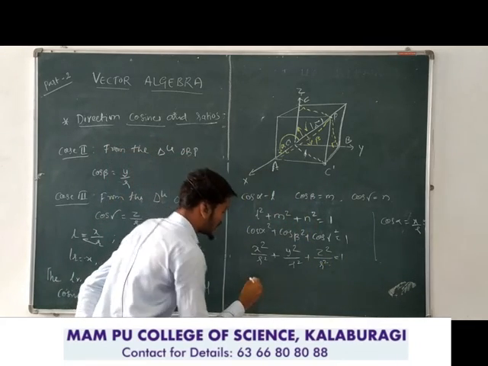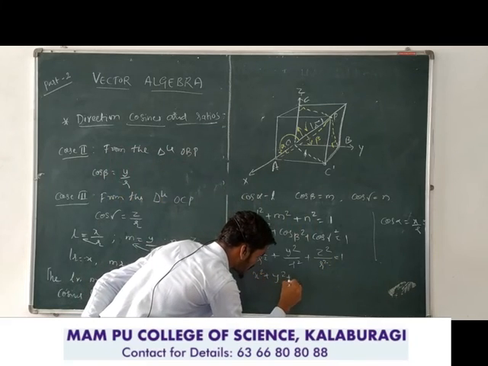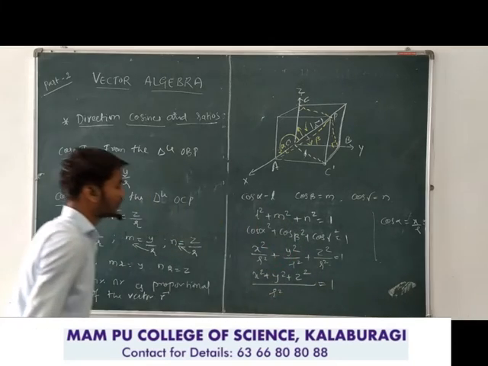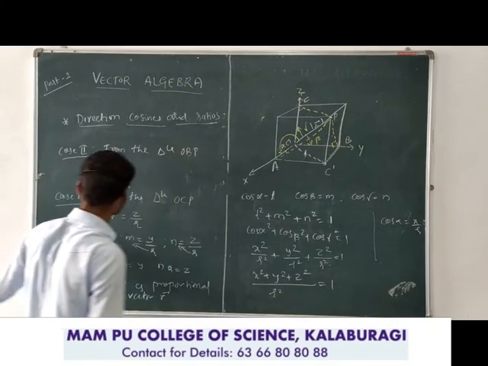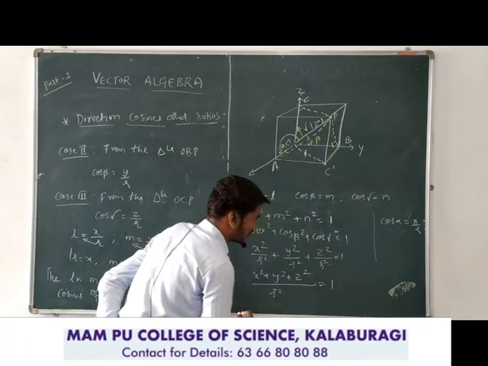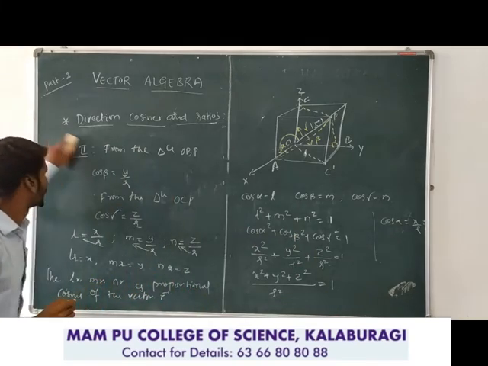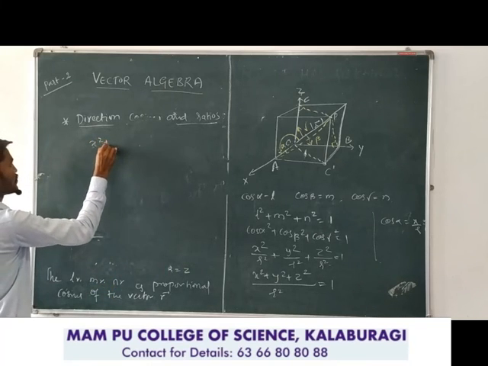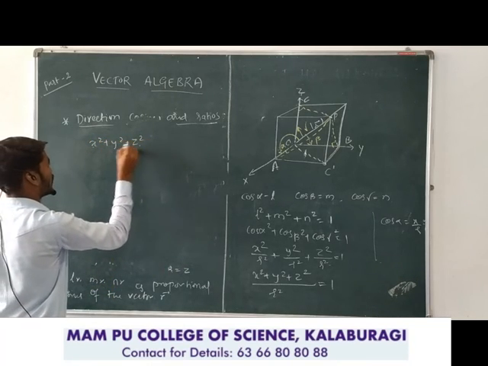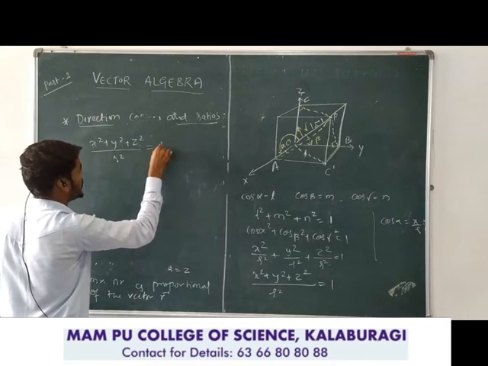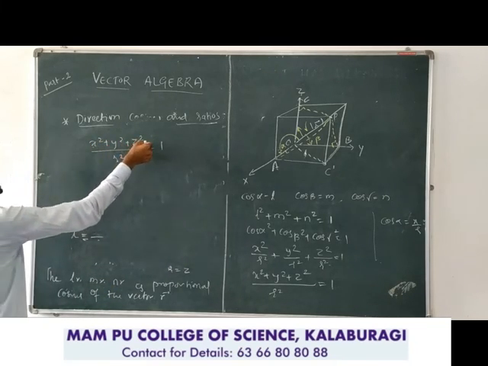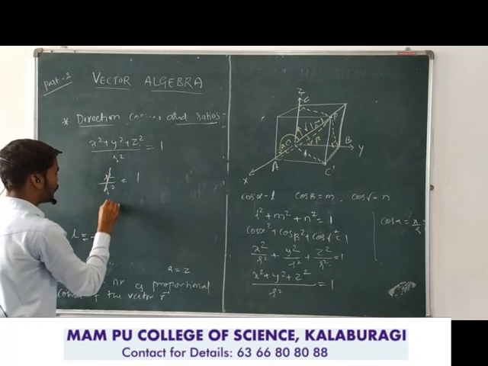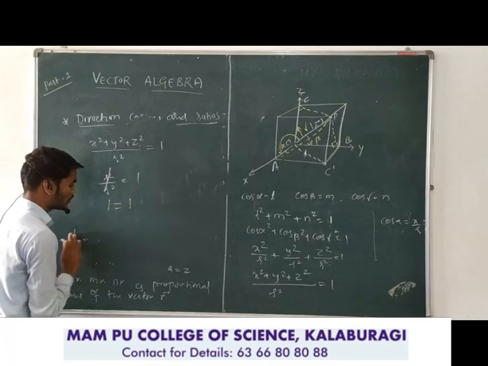So I will take the LCM here. x square plus y square plus z square divided by r square is equal to 1. Taking the LCM, we can write x square plus y square plus z square as r square, divided by r square, is equal to 1. So r square cancels with r square. Finally we are proving LHS equal to RHS.